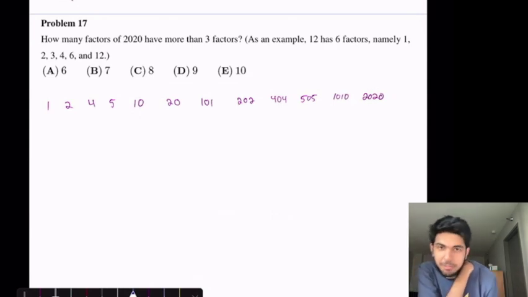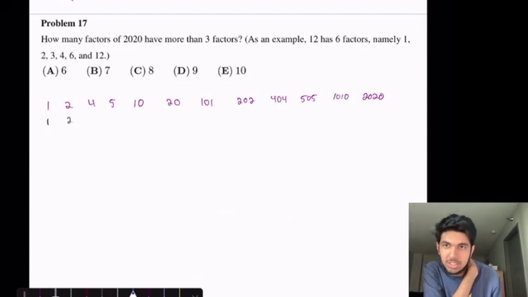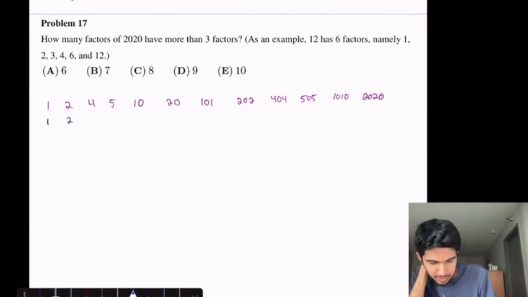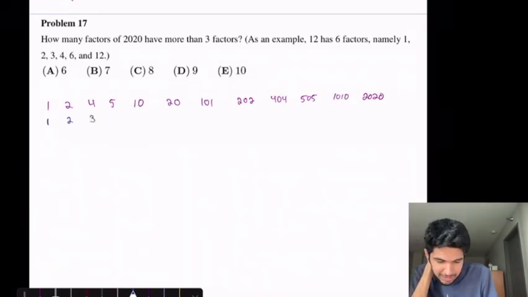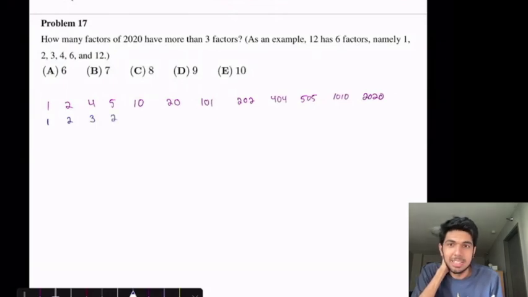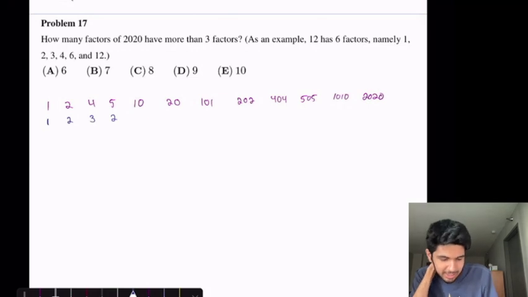So 1 has 1 factor, just 1. 2 is prime, so it has 2 factors, 1 and 2. 4 has 3 factors, 1, 2, and 4. 5 is prime, it has 2 factors, 1 and 5. 10, you can list out its factors. It'll be 1, 2, 5, 10. There are 4 of these, and you just keep on doing these and listing them out.